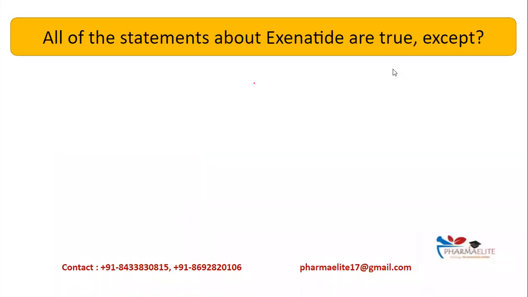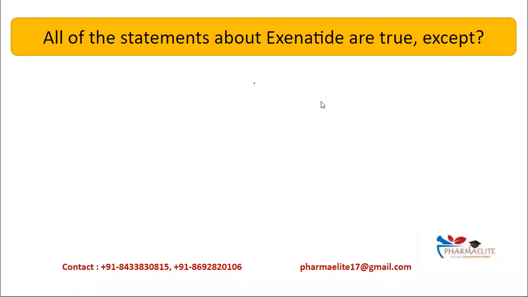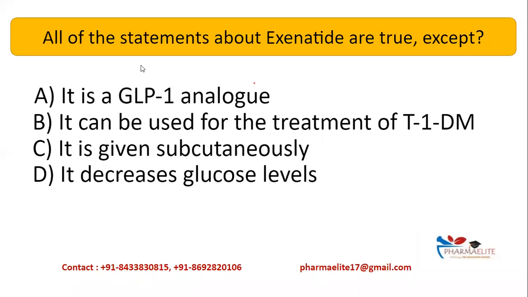Now the next question is, all of the statements about exenatide are true except, okay, except is asked. So the options are: exenatide is a GLP-1 analog; it can be used for the treatment of type 1 diabetes mellitus; it can be given subcutaneously; or it decreases the glucose levels. So is exenatide a GLP-1 analog? Yes, it is a GLP-1 analog.